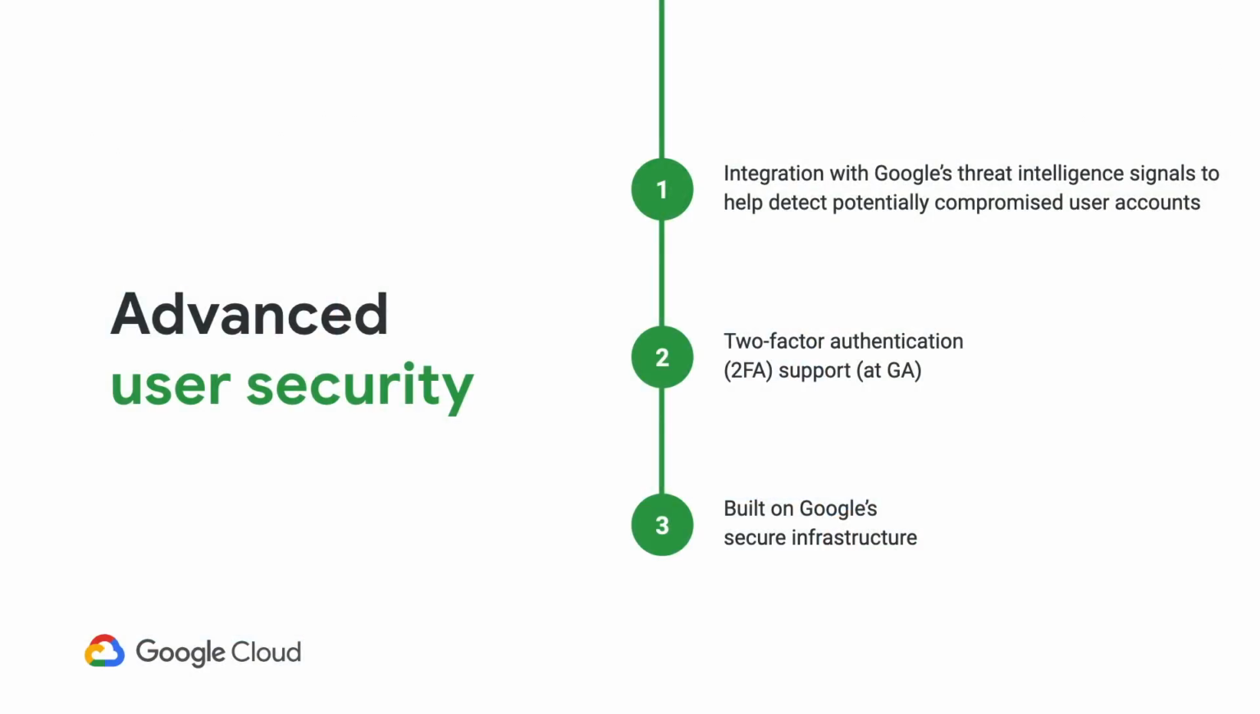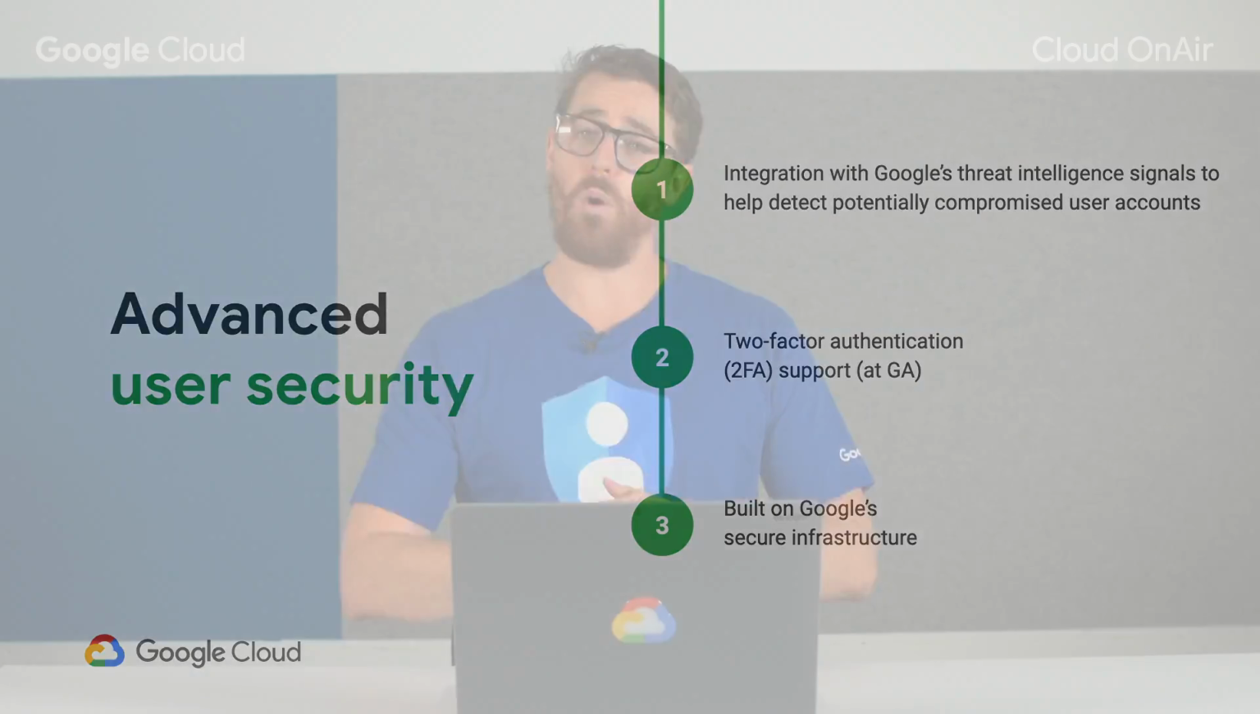We offer advanced user security, so we integrate with Google's threat intelligence signals to help detect potentially compromised user accounts. We're working on 2-factor authentication that's just around the corner and in line with our general availability release. And we're built on Google's secure infrastructure. All of the services offered on top of Google's infrastructure, this is another one of them, protected by DDoS protection and our standard set of API protections. We think that's really important to ensure that your authentication system is available at Google scale.